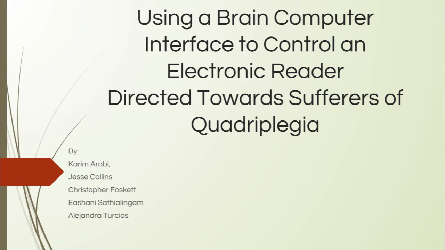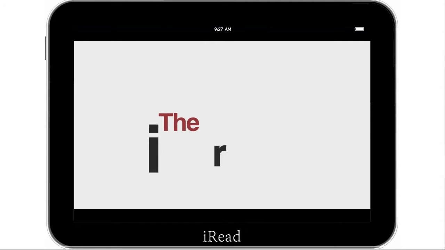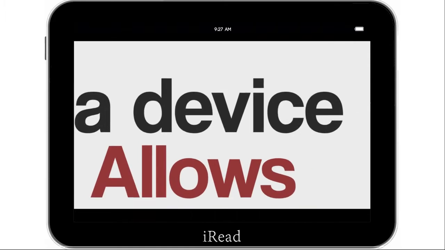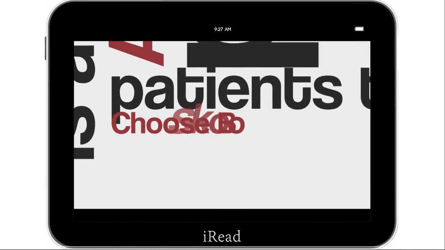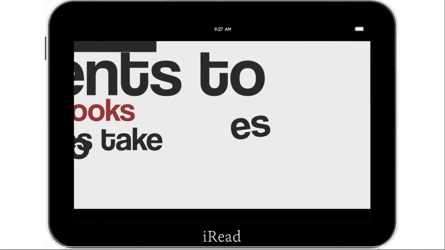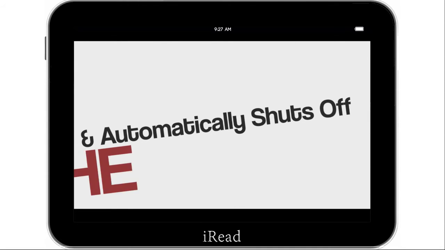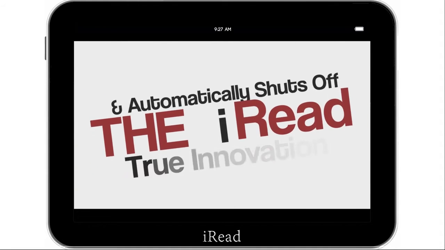Hello everyone. We would like to introduce to you the iRead. It only uses brain signals to operate. The iRead is a device that allows the patients to choose books, turn pages, take notes, and automatically shuts off. This device will allow quadriplegic patients to read without human assistance.